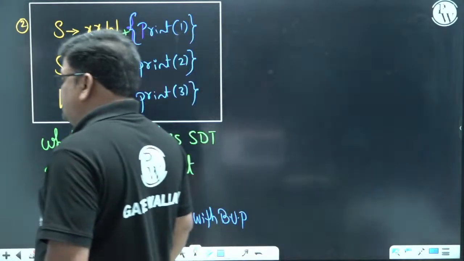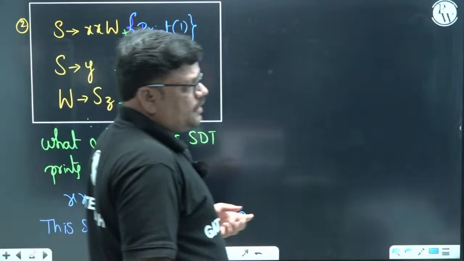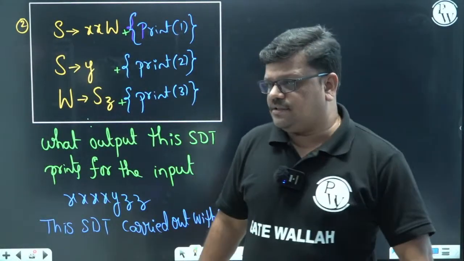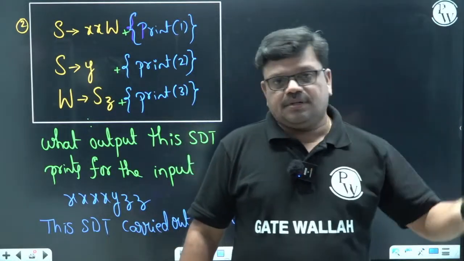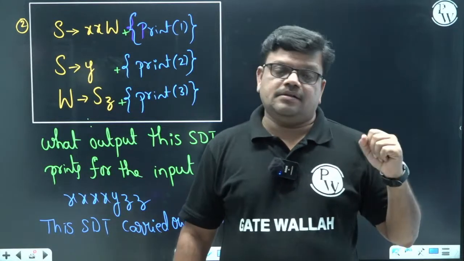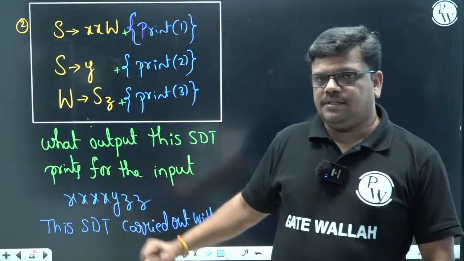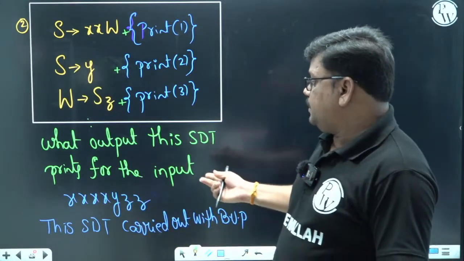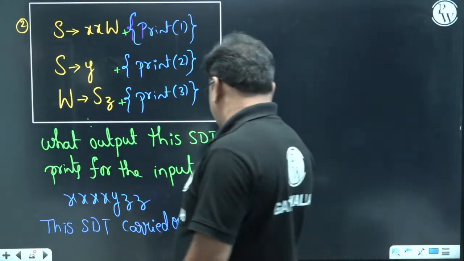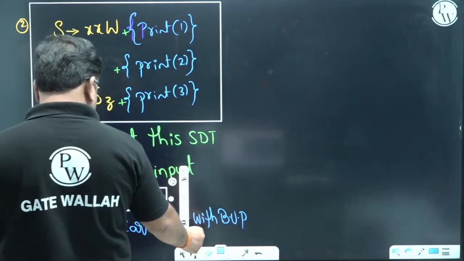So the SDTs are different. Some SDTs will be used for construction of syntax trees. There are so many applications of SDTs. For printing of numbers, for construction of syntax trees, for detection of semantic errors, like this we can do many tasks with SDTs. Here this SDT is there in order to print something. So what output does this SDT print for the input? This is the input. What output will this SDT print?